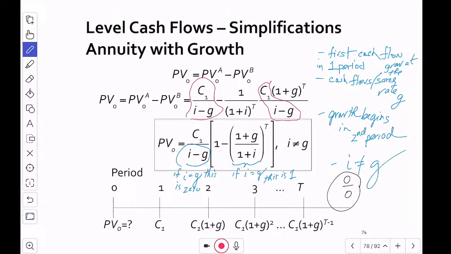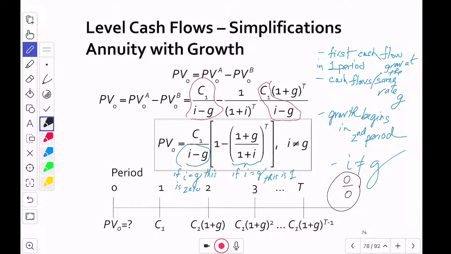However, just because this formula doesn't work if I equals G, it does not mean that there is no answer if I equals G. If I equals G, you must use first principles, and I'll show you how. I have an example here. There will be an answer.